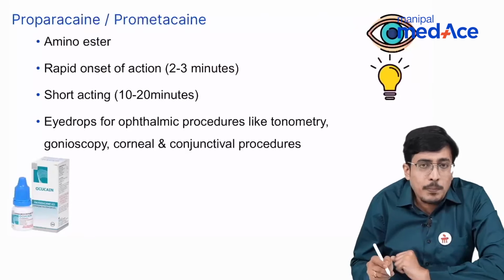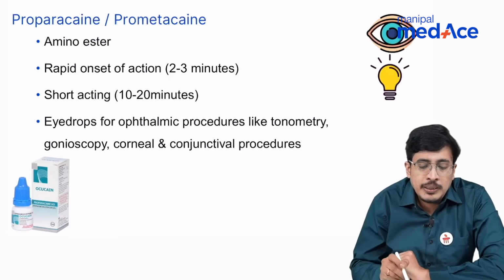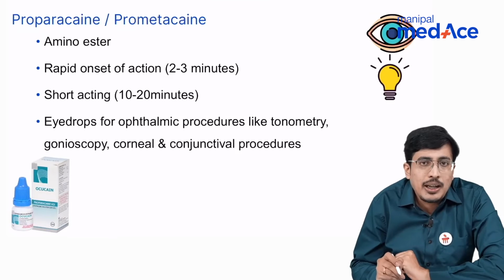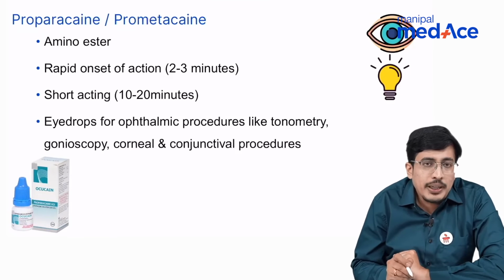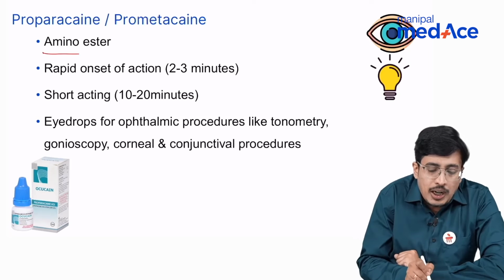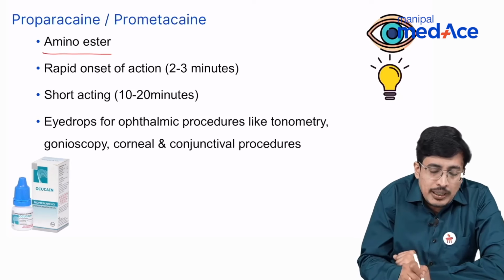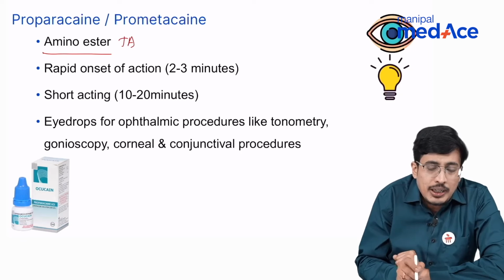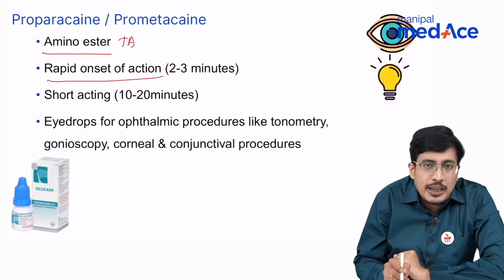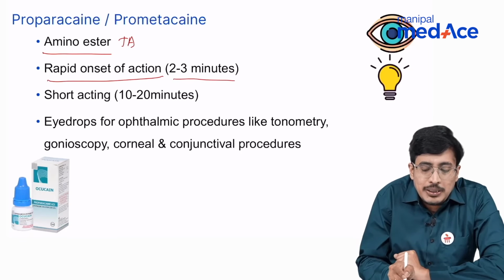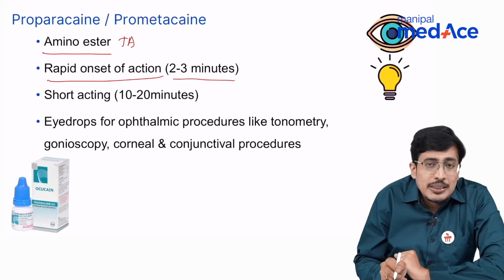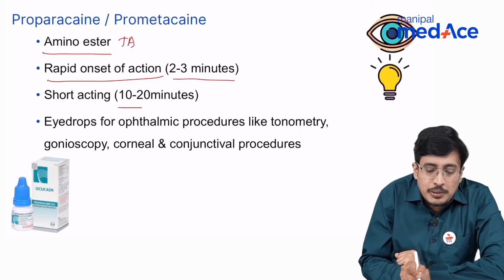Coming on to proparacaine drops. This was recently asked in your INI-CET. Proparacaine drops are amino ester topical anesthetic agents with a rapid onset of action. The action is within 2 to 3 minutes of putting the drops and it lasts for just 10 to 20 minutes. So, they are short acting.